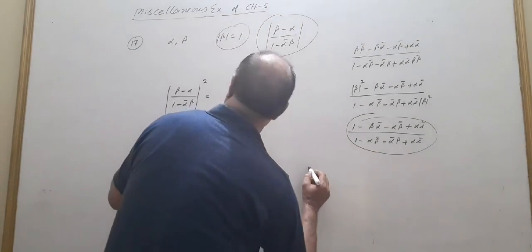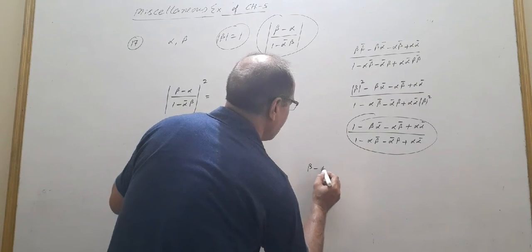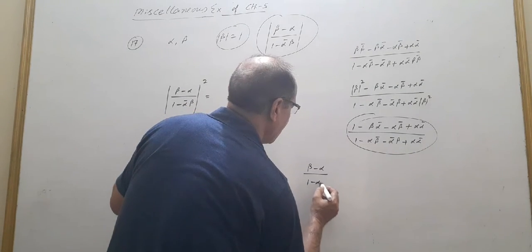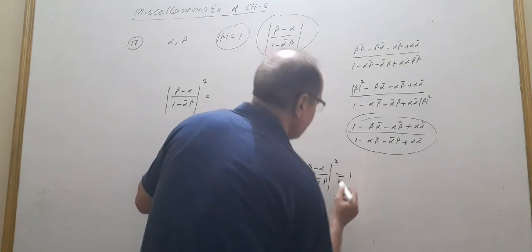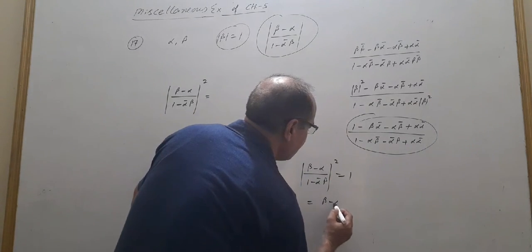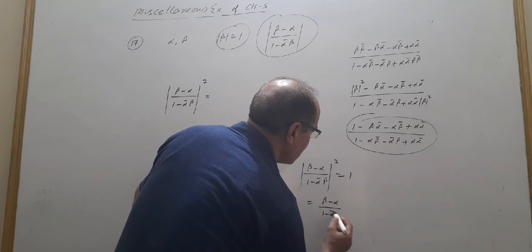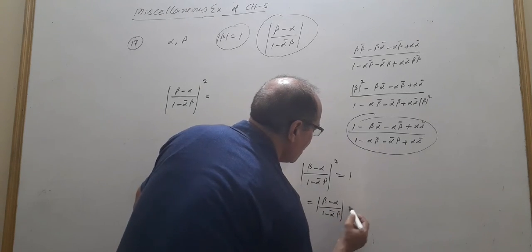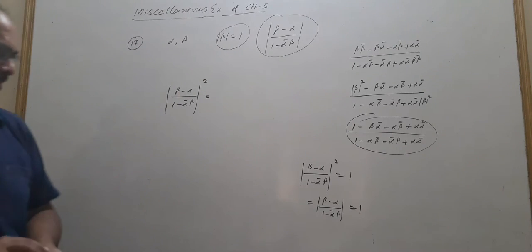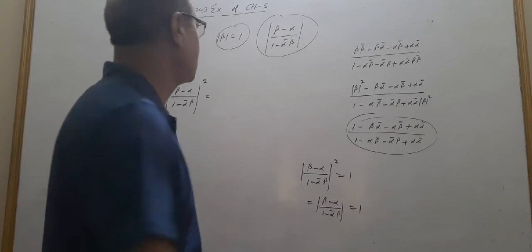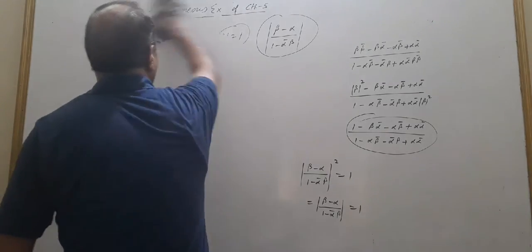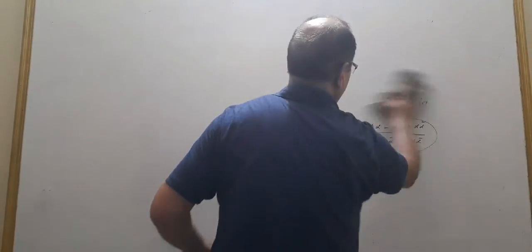Then if this is equal to 1, then beta minus alpha upon 1 minus alpha bar beta, magnitude square is equal to 1. That implies beta minus alpha upon 1 minus alpha bar beta, mod, is equal to 1. Okay, this is magnitude, no sign of plus minus. So this is the result of this. Now that is all about your complex numbers, and next I will start with the next topic.